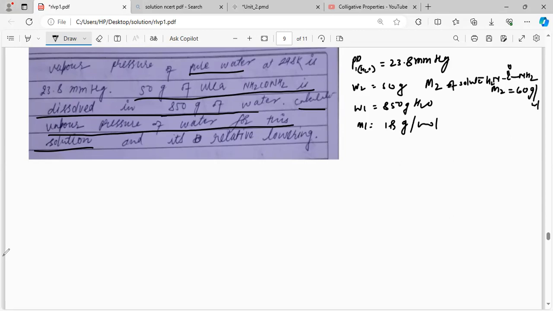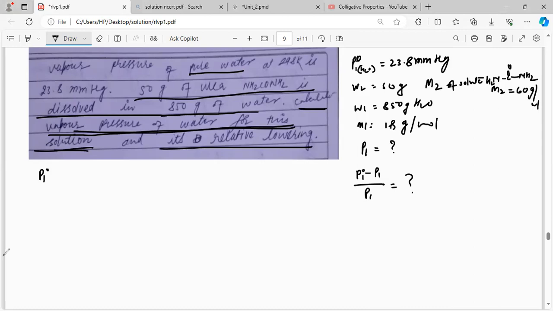Then what are they asking? Calculate the vapor pressure of water for this solution, that is P1 they are asking. And its relative lowering of vapor pressure, which means P1 naught minus P1 upon P1 naught. These two things they are asking. So let us try to solve this one.